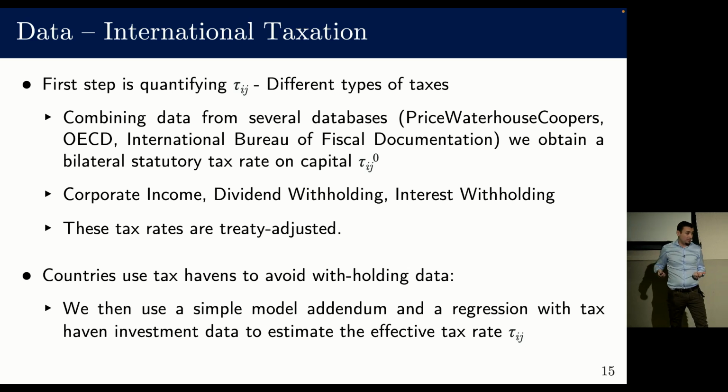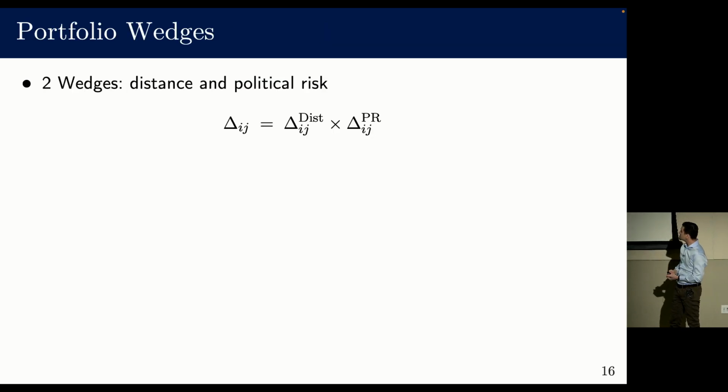But there is an additional problem. As you know, firms use tax havens to avoid withholding taxes. And so what we do is we have a simple model addendum that we combine with a regression that uses capital flows to tax havens. This turns the statutory rate, tau ij0, into an estimate of the effective tax rates that take into account the routing through tax havens. And basically, this is the tau ij that we actually put into the model. Okay, so we try to be as careful as possible with the measurement of applicable tax rates.